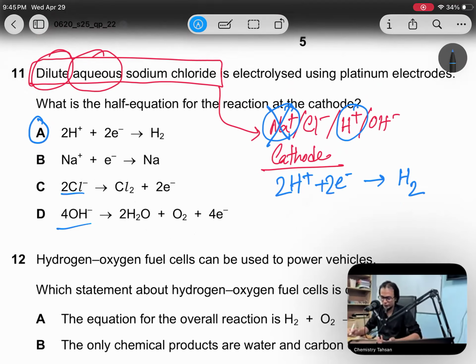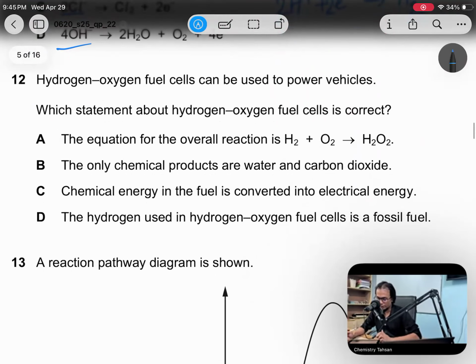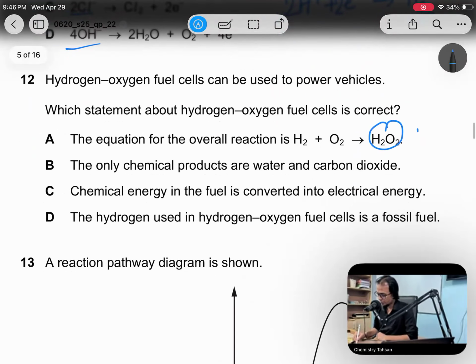Okay, question number 12. Hydrogen oxygen fuel cells can be used to power vehicles. Which statement about hydrogen oxygen fuel cells is correct? The equation for the overall reaction is hydrogen plus oxygen is hydrogen peroxide. So it is not hydrogen peroxide, rather it is H2O. So A is not correct. The only chemical products are water and carbon dioxide. It is not carbon dioxide. Only chemical product is water only.